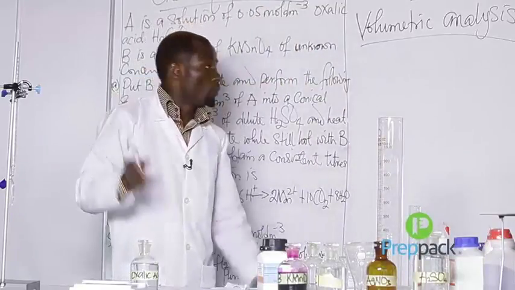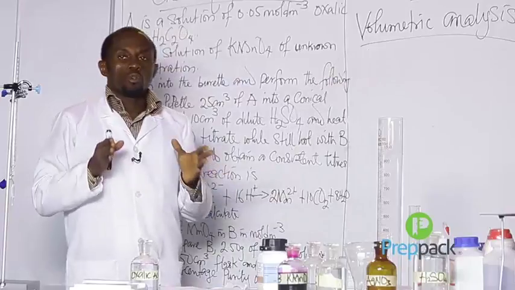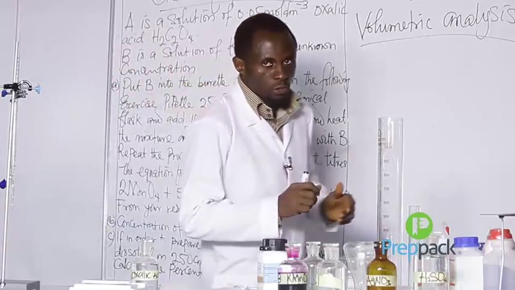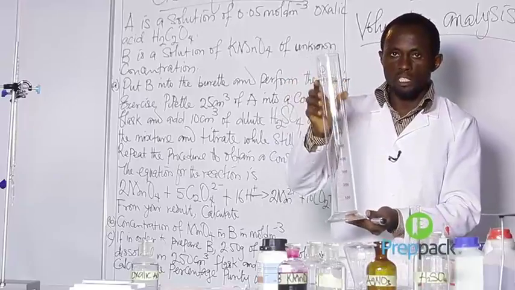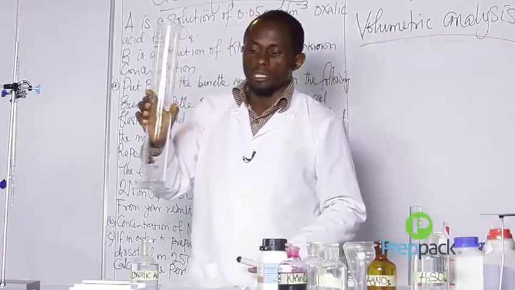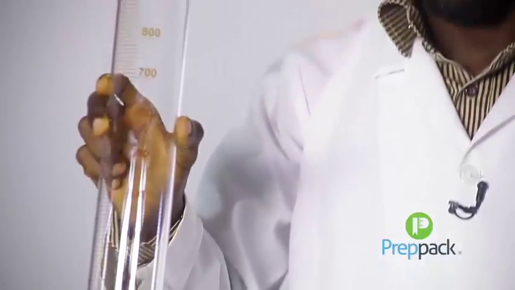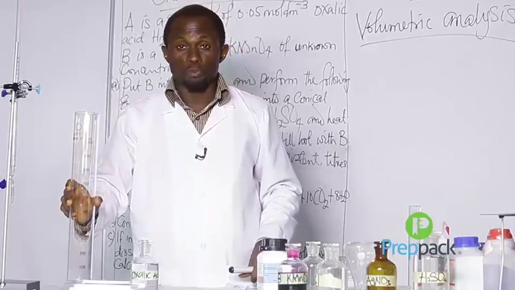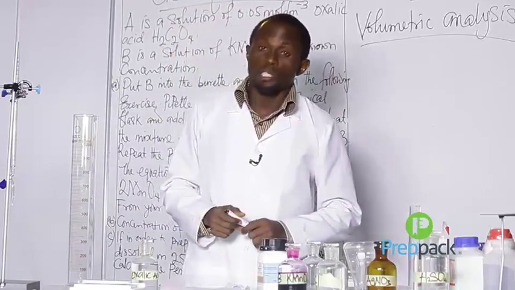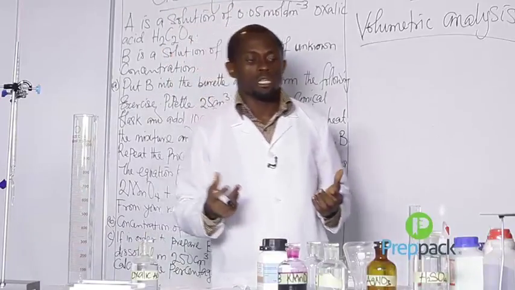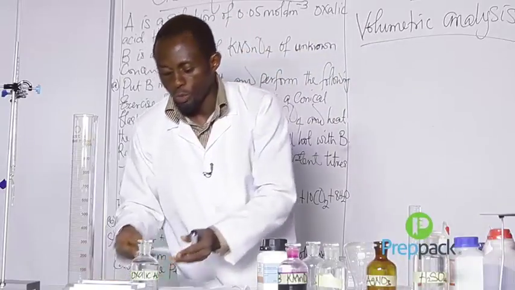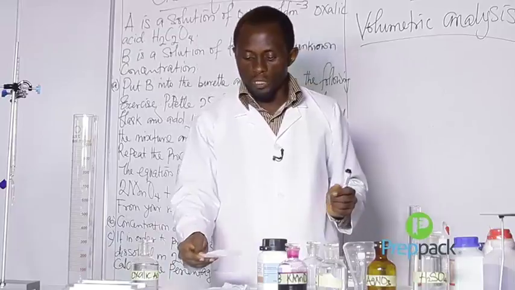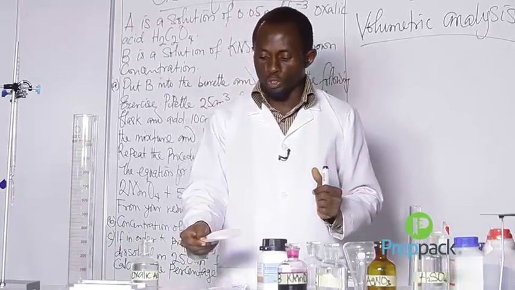Now, in volumetric analysis, lab apparatus are usually used, such as the measuring cylinder. This is a 1,000 mL measuring cylinder. We use this for measuring the volume of water when preparing solutions. When I say preparing solutions, it entails dissolving salts. When I say salts, this is an example of a salt. Substances in this form, we call them salt in chemistry.